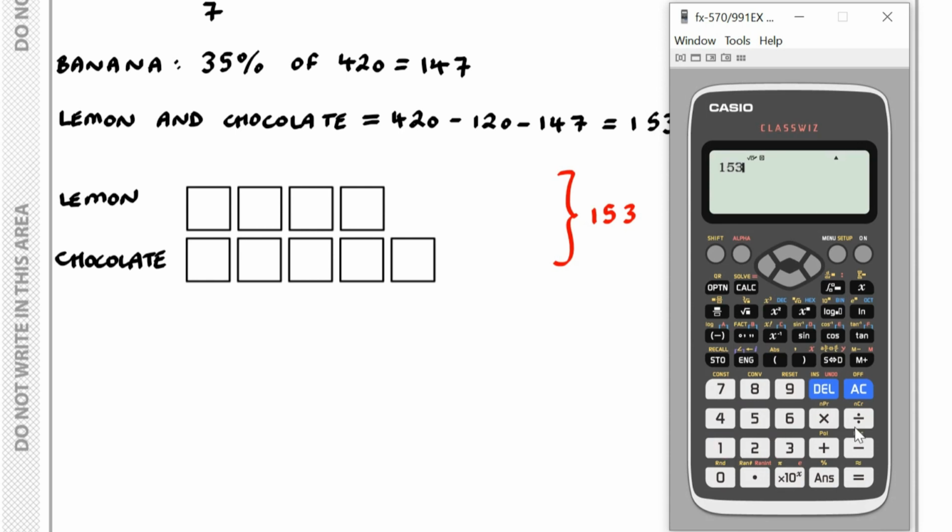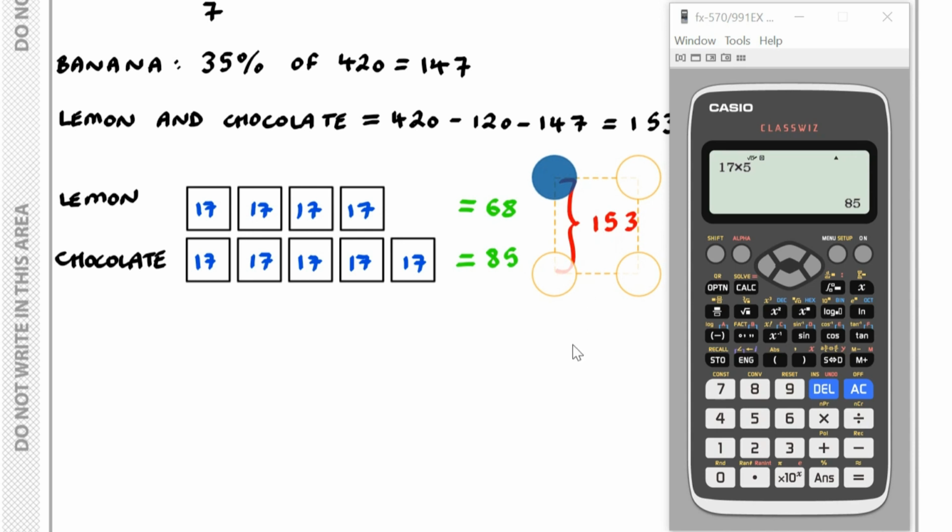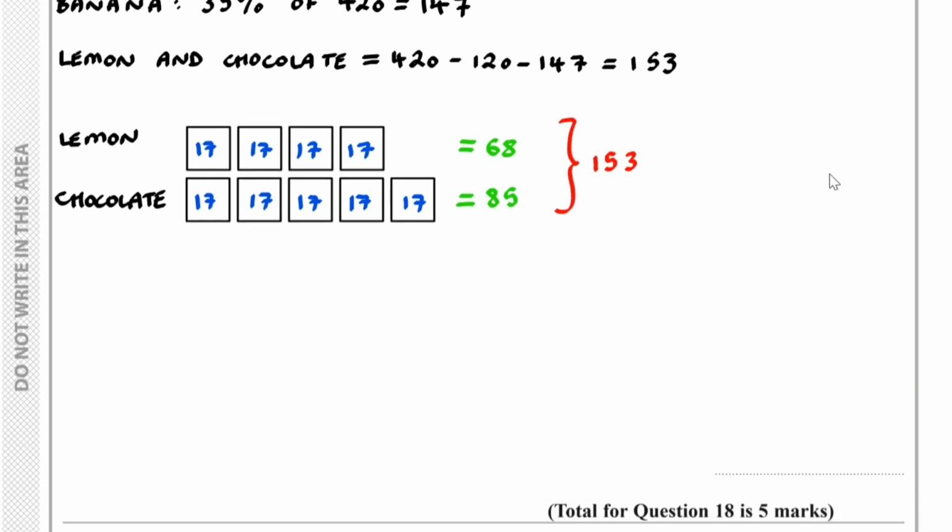And if I do 153 divided by 9, we get 17. So that means we've got 17 per part, as we see here. So the total number of lemon then, we've got 17 times 4, which is 68. And the total number of chocolate, that will be 17 times 5, which is 85. So the number of lemon cakes then is 68.